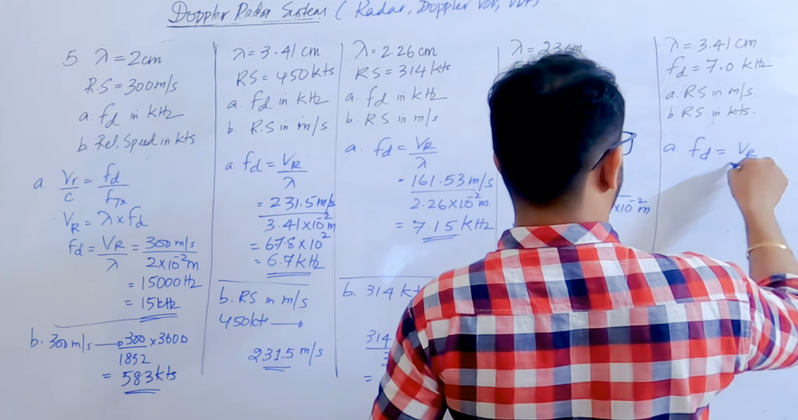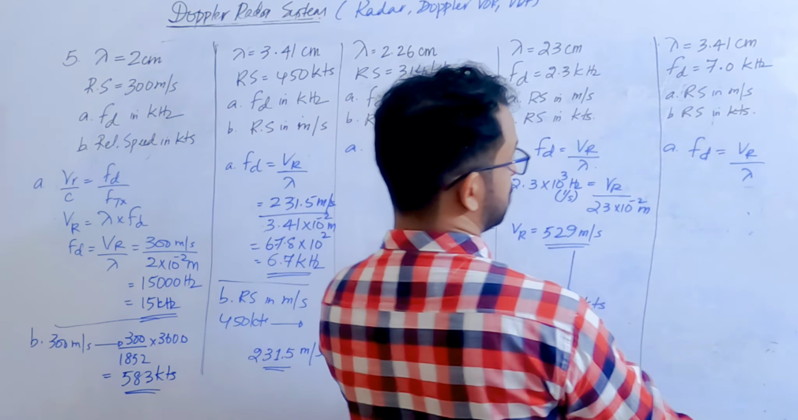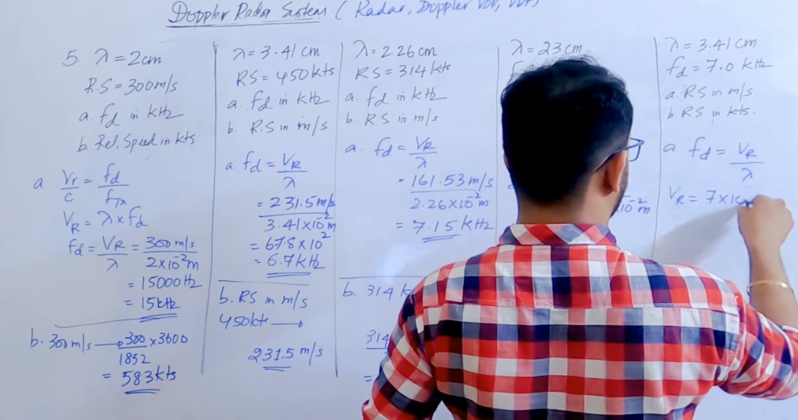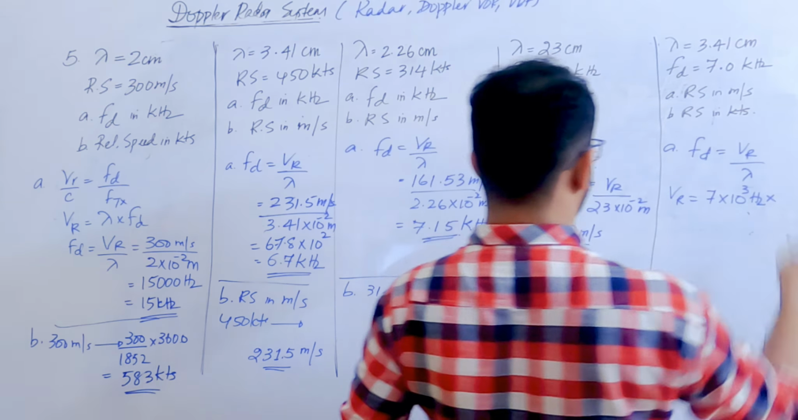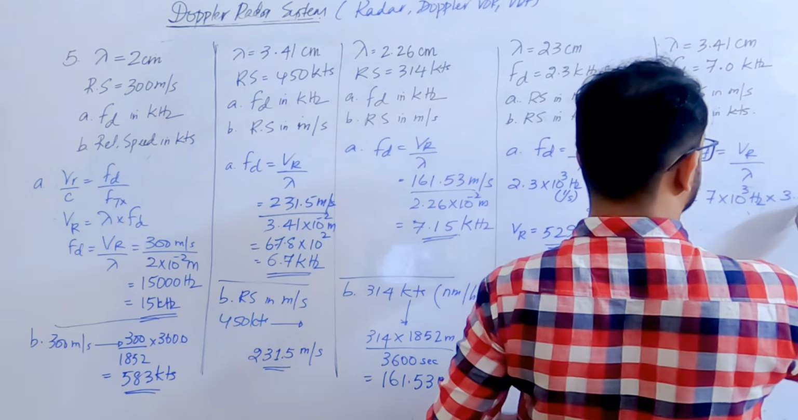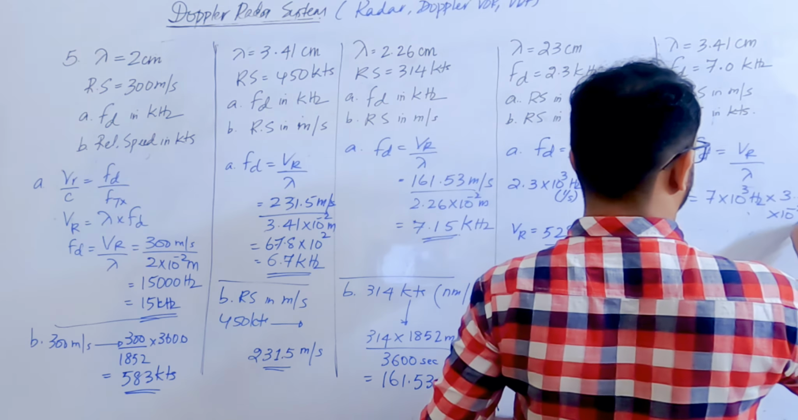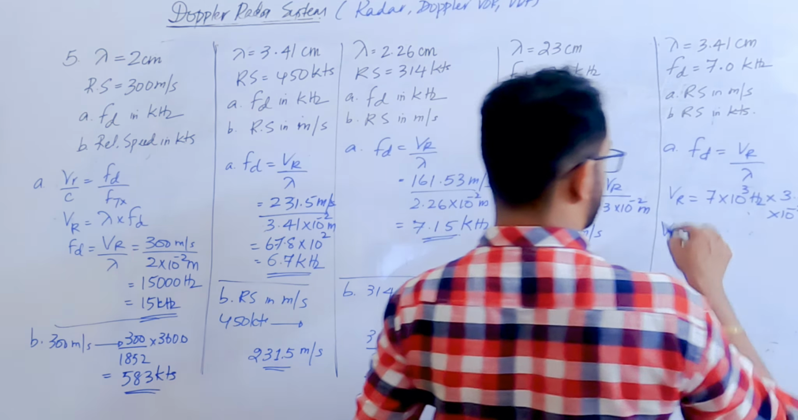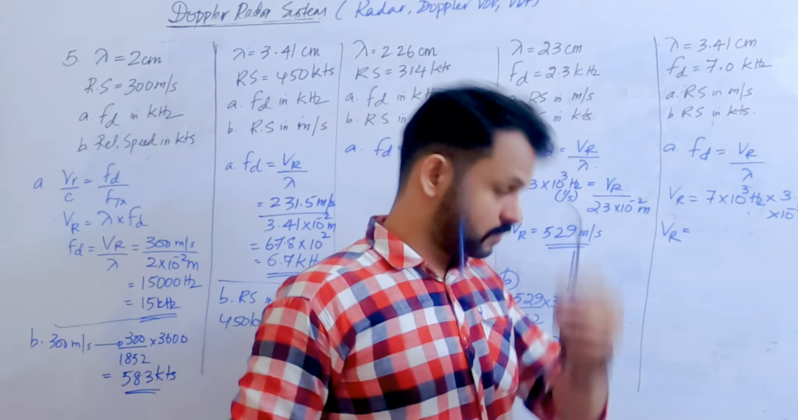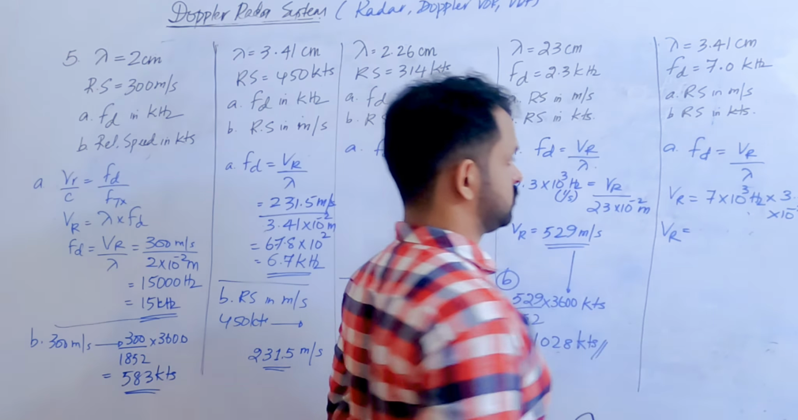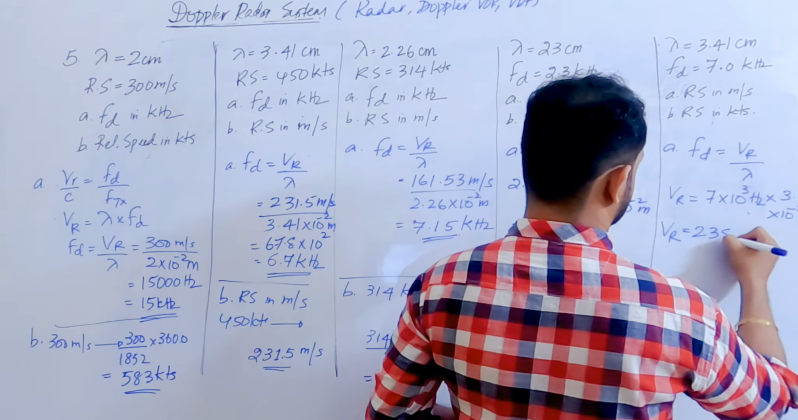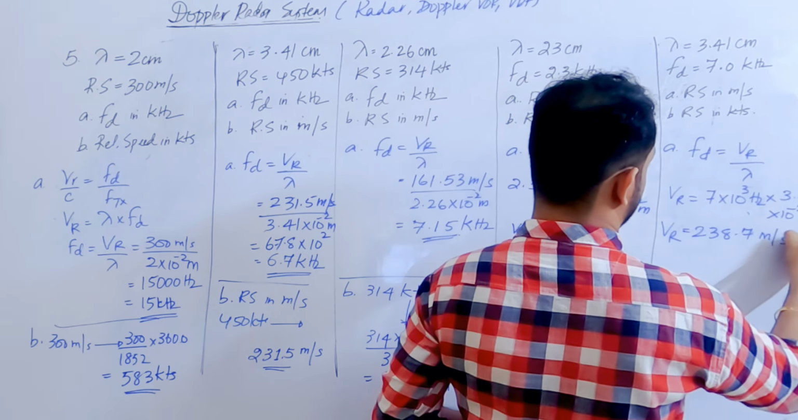The equation is relative velocity in meters per second divided by wavelength in meters. Therefore, relative velocity is equal to frequency shift, 7 kilohertz, that is 7 times 10 raised to 3 hertz, multiplied with the wavelength, given in centimeters. We convert that to meters by multiplying with 10 raised to minus 2. So how much is the relative velocity? 238.7 meters per second.